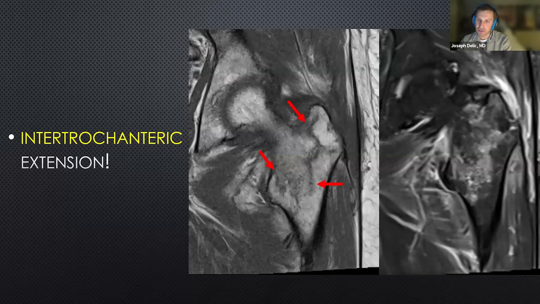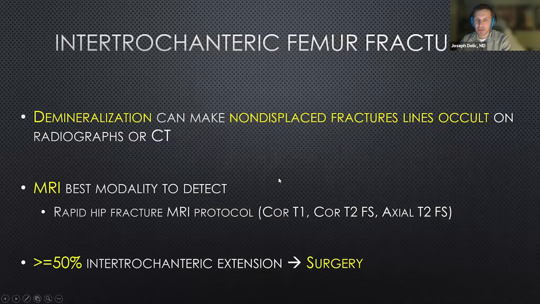The second do not miss fracture of MSK radiology is a femoral neck fracture / intertrochanteric fracture, okay? If we look on these MRI images, this T1 and this fluid sensitive, here is our serpiginous fracture line going through that greater troch, intertroch, and even lesser troch region that we can't appreciate on the CT. So demineralization can make these non-displaced fracture lines occult. MRI is certainly the most sensitive modality.